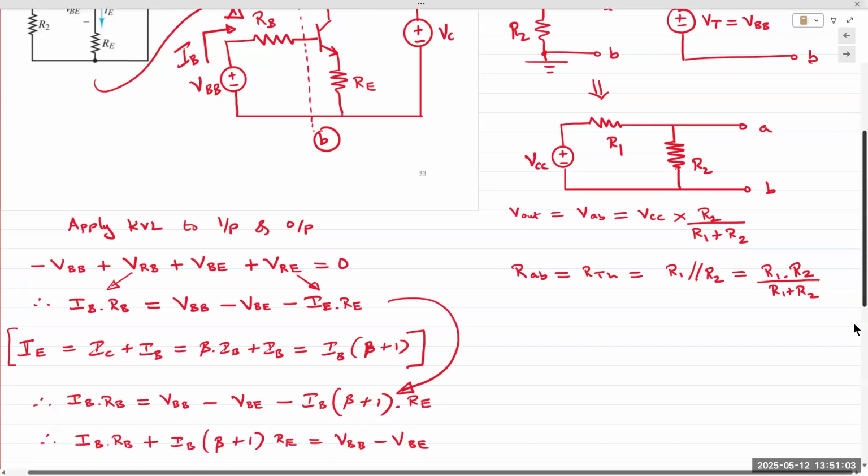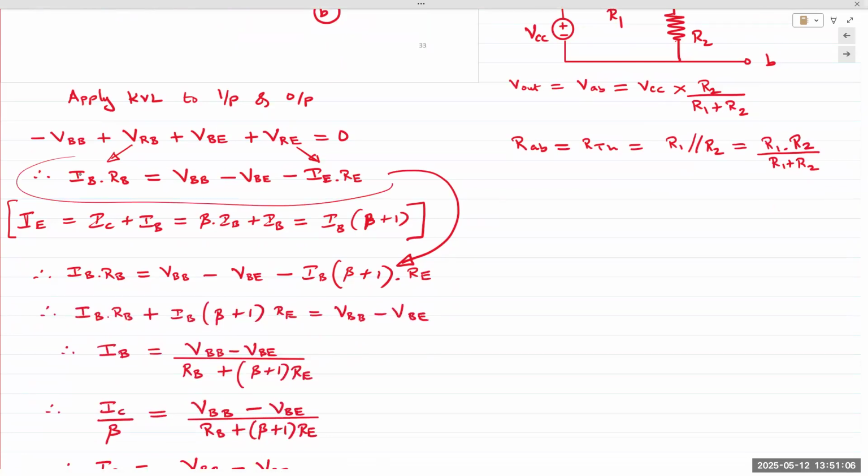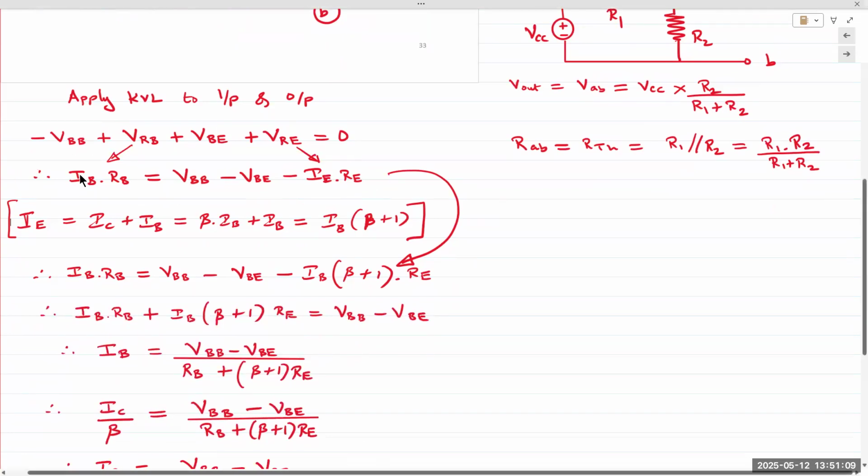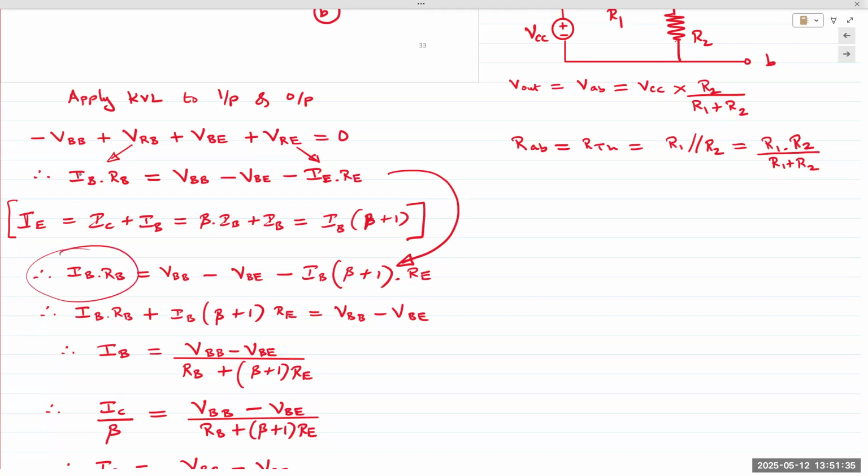So when we applied KVL on the input side, we obtain this expression. We want to manipulate this equation such that we obtain the output quantities and the input quantities in the same equation. And then we rearrange the terms to obtain output is equal to some input quantity. And that's what we're trying to do here. And so once we have this IBRB and IERE plugged in there, we're going to rearrange the terms, obtain IBRB here, and try and insert IC in there somewhere.